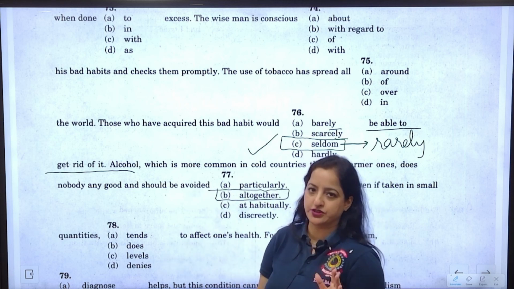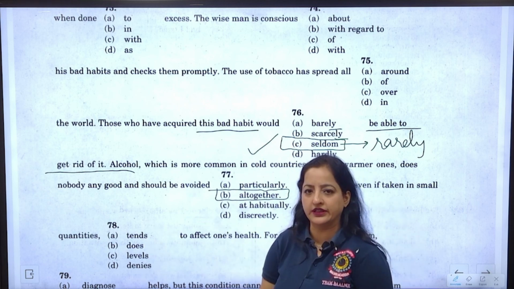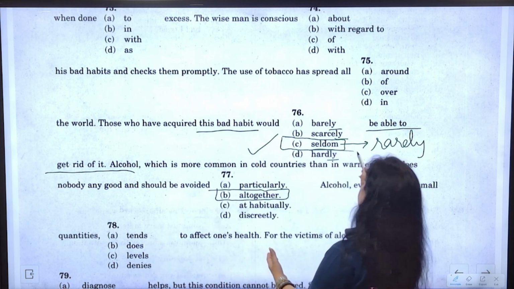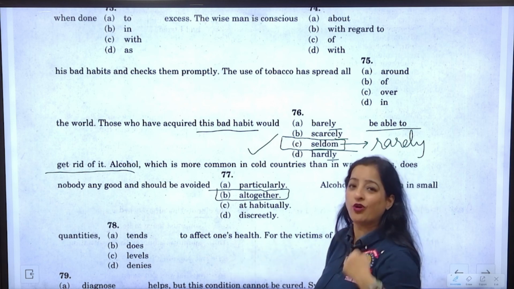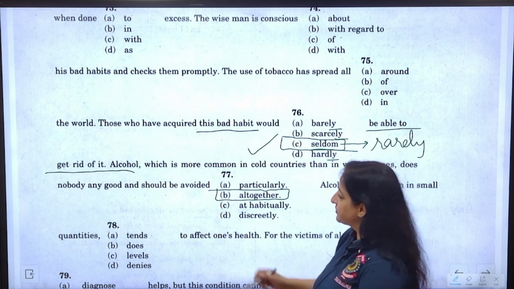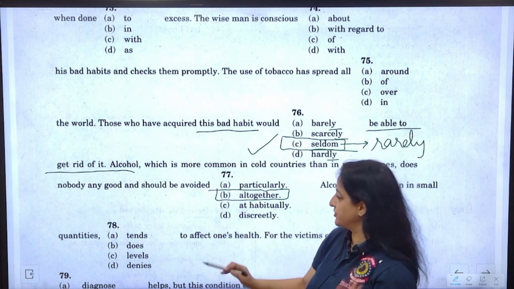This is going by the tone because it's saying it is a very bad habit and all over the world it has happened and rarely people overcome this habit. So see the author's tone over here. So isko totally avoid kar dena chahiye. Altogether it should be avoided.